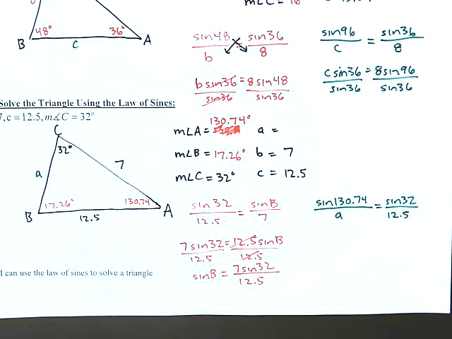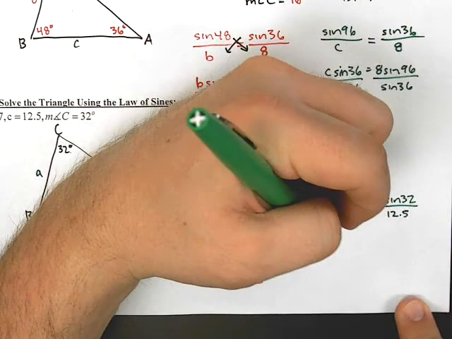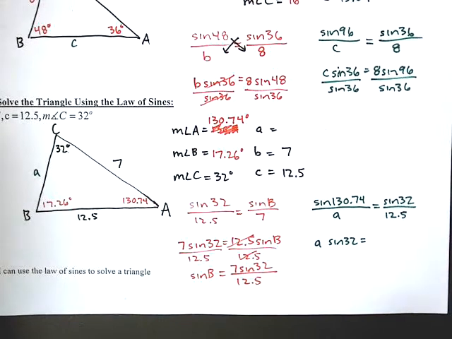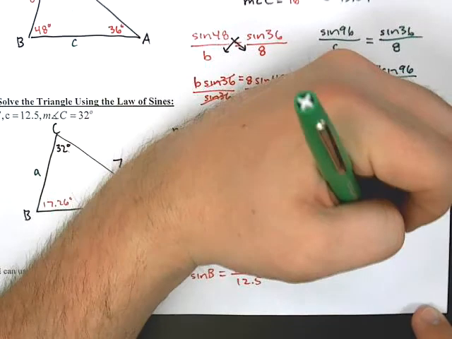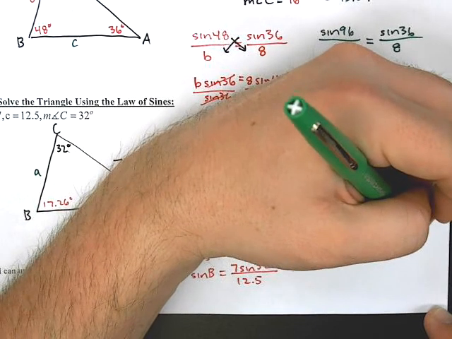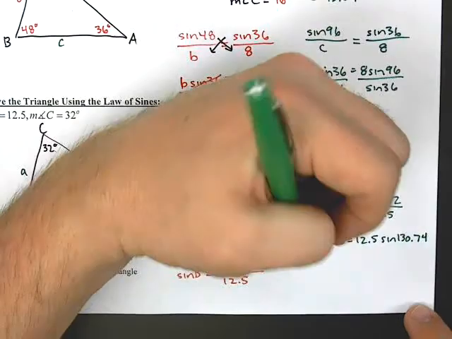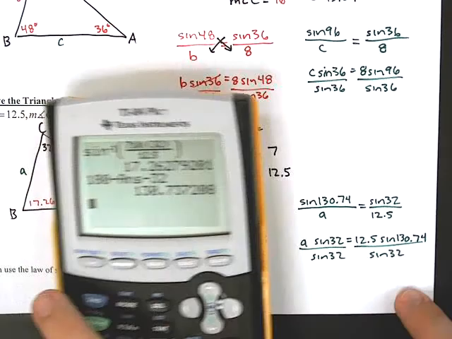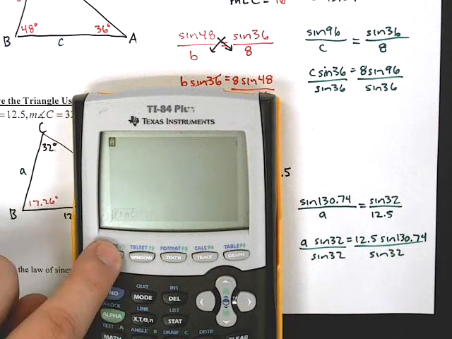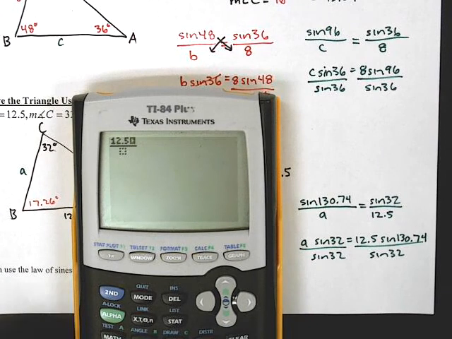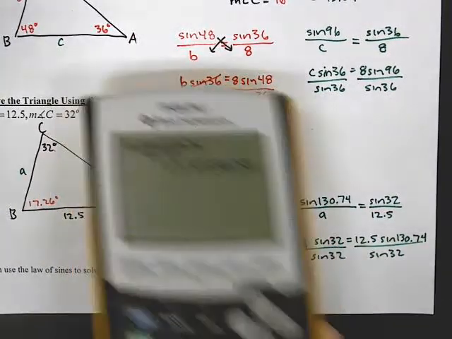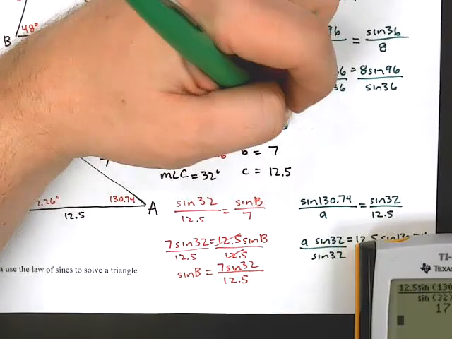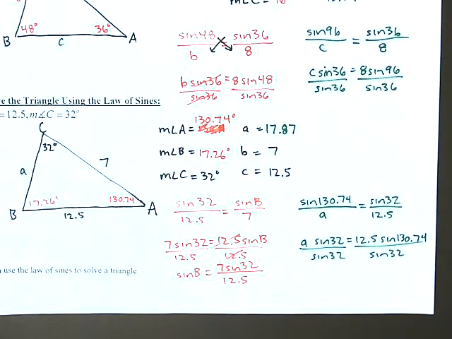And now this turns into a problem like up above. We have A sine 32 equals 12.5 sine 130.74. We divide by sine 32, and we go to the calculator. So to finish this up, we get fraction bar 12.5 sine 130.74 over sine 32, enter, 17.87. And that is that.